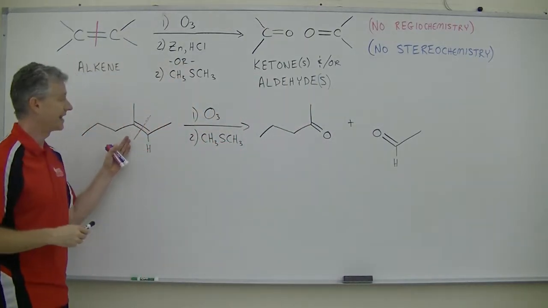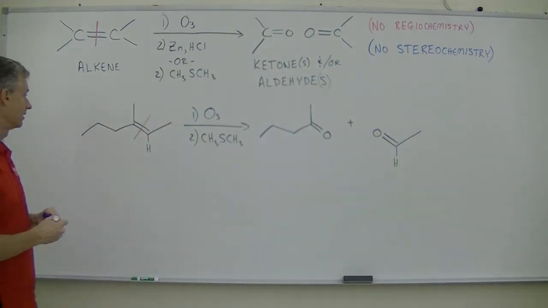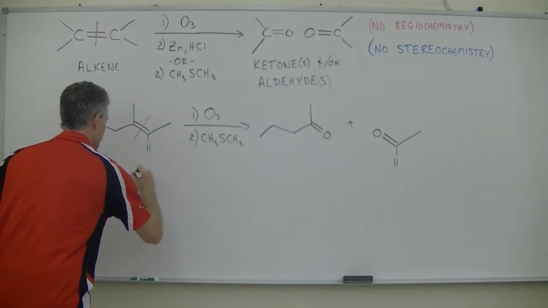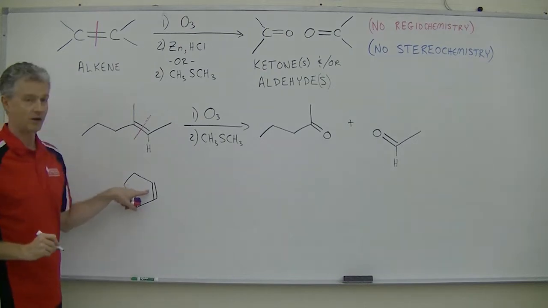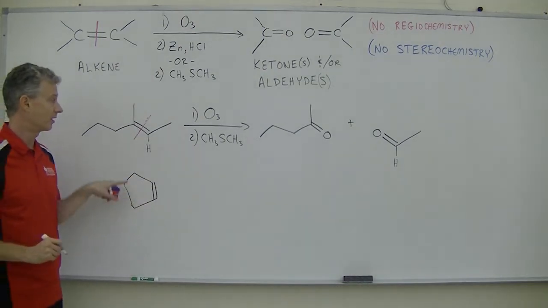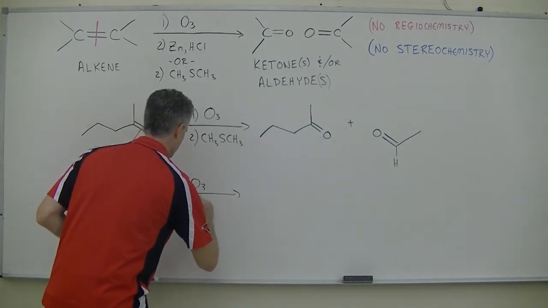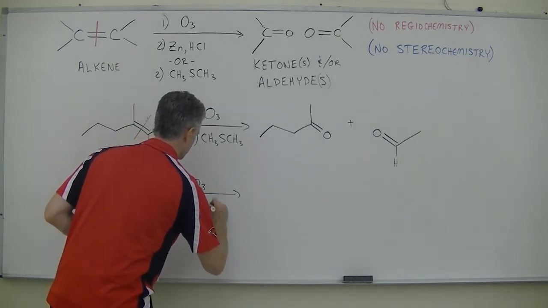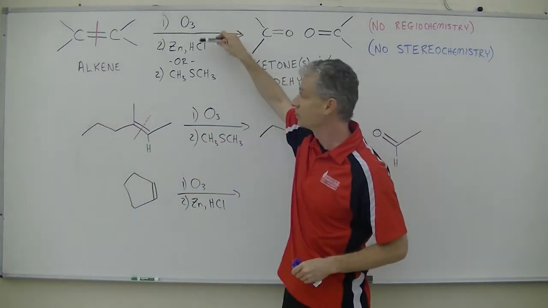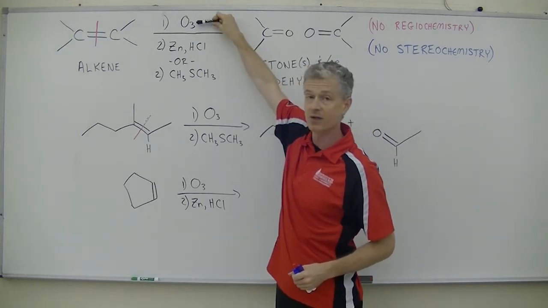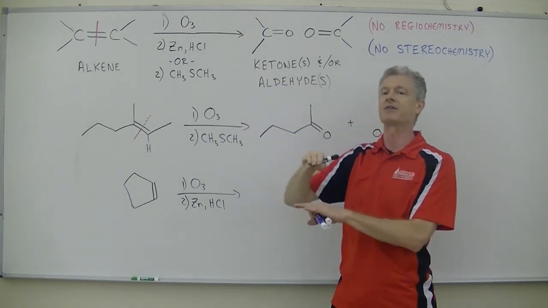Now that happens on an acyclic alkene, or one in which the alkene is not part of a ring. If we start with something like cyclopentene, we have a carbon-carbon double bond that's part of a ring. Let's just say we're using ozone. We'll use the other alternative as a secondary reagent in the second step. Again, this is a two-step process. First step is ozone. Second step is a reducing agent.